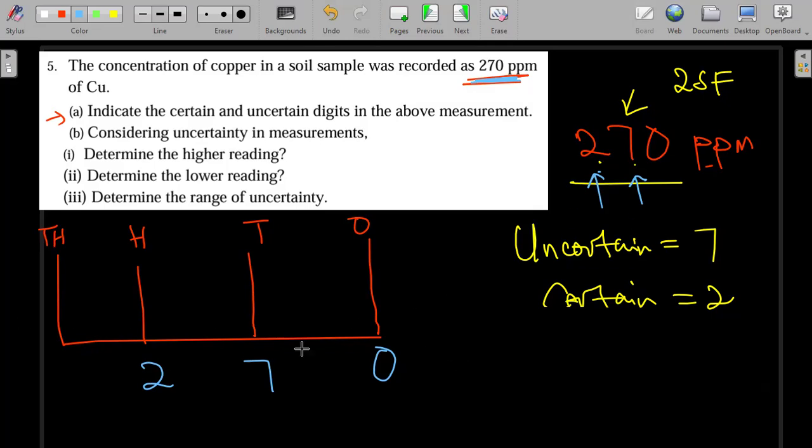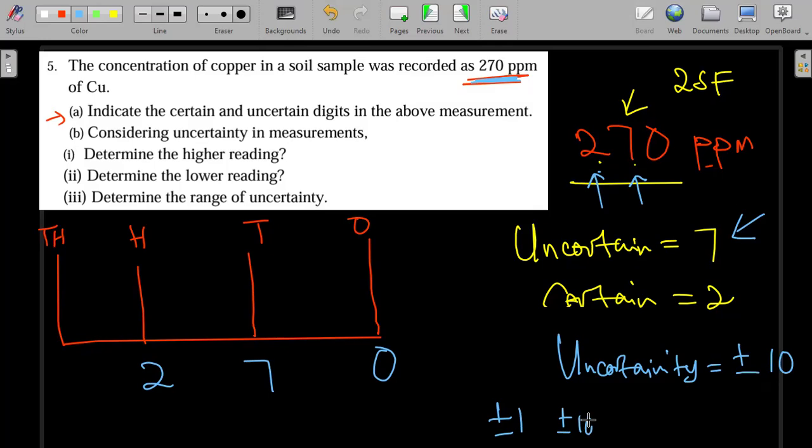The uncertain digit here is in the tens. So the uncertainty is equal to plus or minus 10. Why? Because this uncertain digit is in the tens. If it was in the ones, the uncertainty would be plus or minus 1. If it's in the hundreds, it will be plus or minus 100. If it is in the thousands, it will be plus or minus 1000.